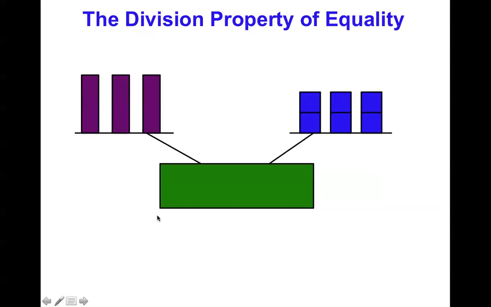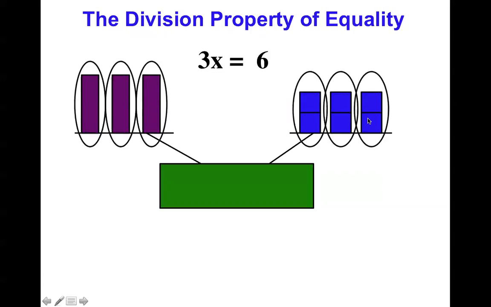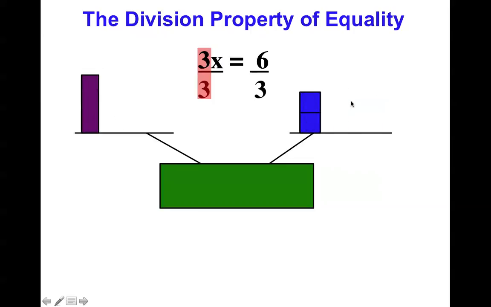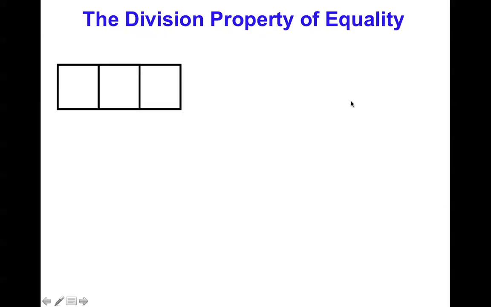If we had the scale like we had with the addition property of equality, I think you'll notice that this is the exact same problem. We've got 3 x's and we've got 2, 4, 6. If we want to get each x by itself, all we have to do here is divide it into 3 groups. I hope what you notice is that each x is on this side, and all of these groups equal 2. So, if we divide by 3 and divide by 3, we'd get each of the x's equals a 2.